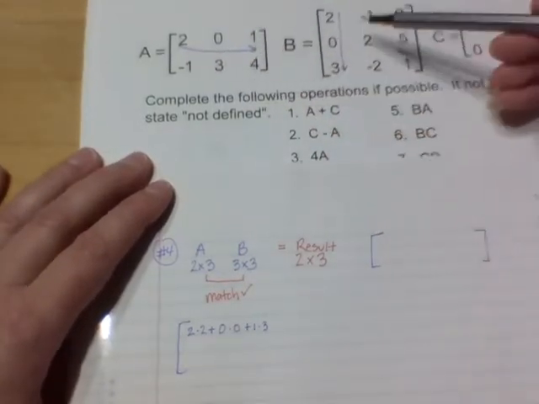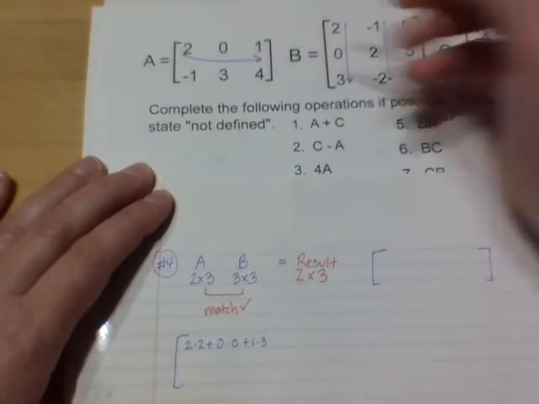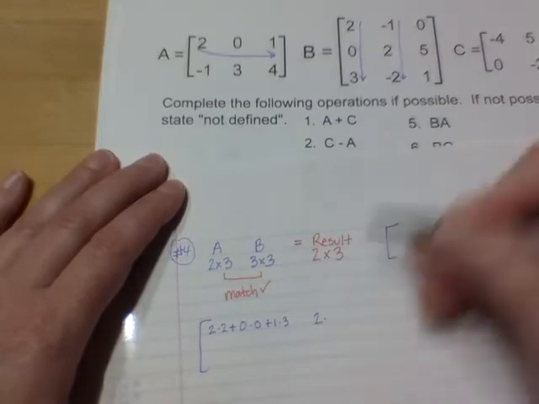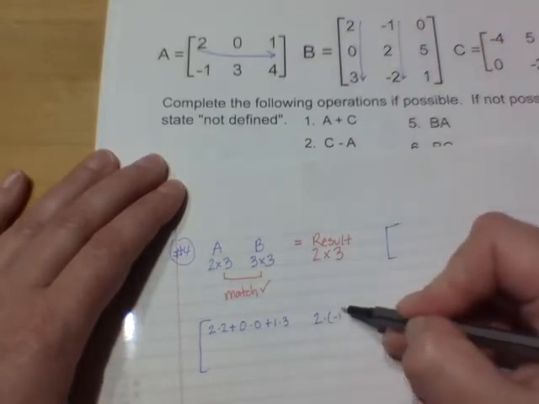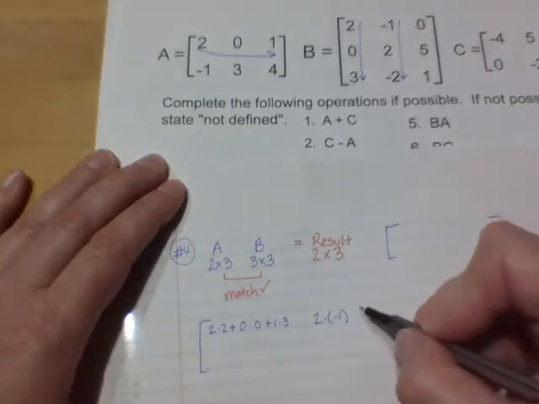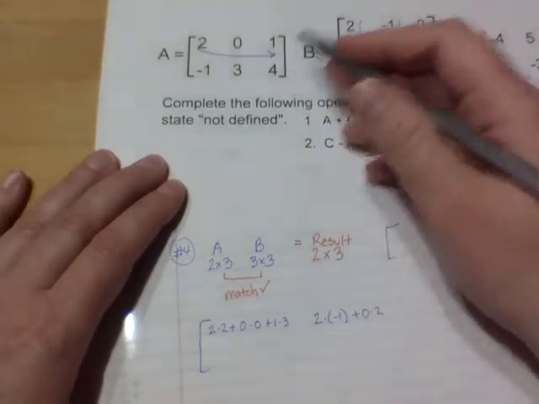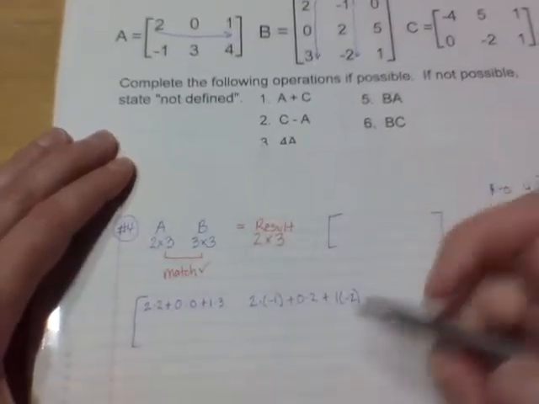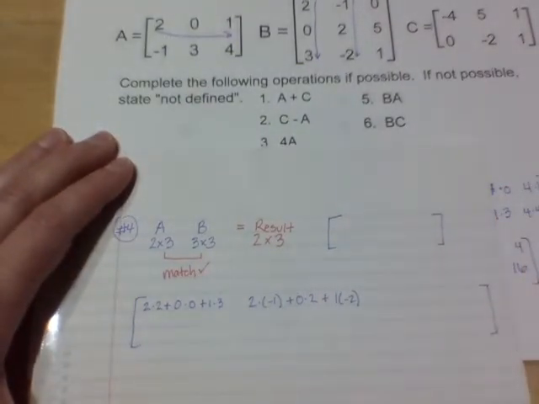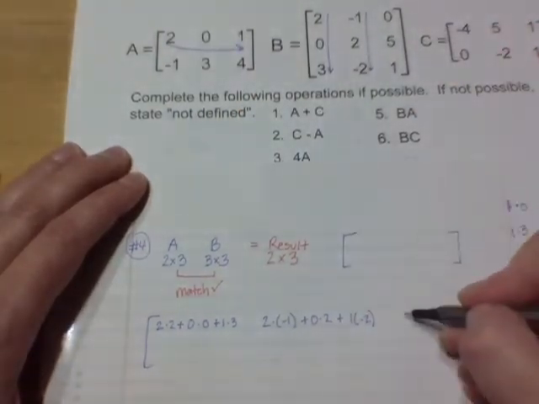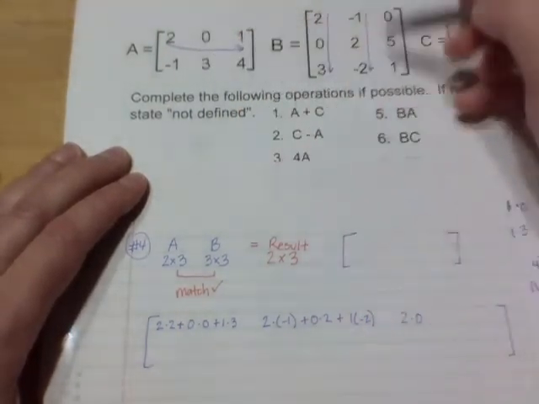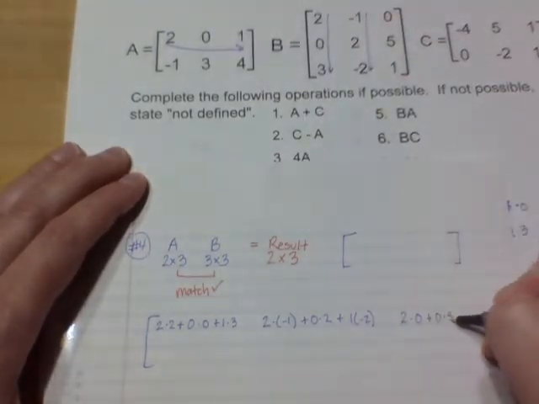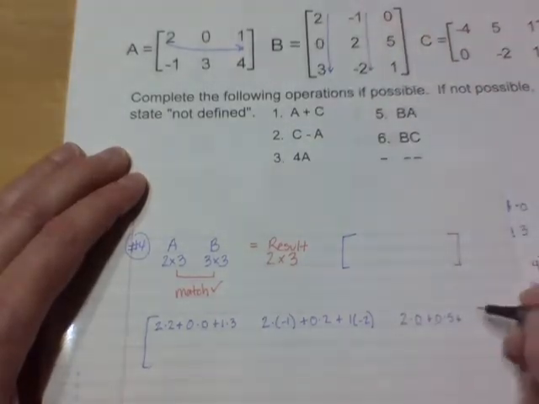Then if I do this row times this column here, again, row 1, column 2 will result in this middle piece. So 2 times -1, 0 times 2, and 1 times -2. Then the last piece of that is going to be 2 times 0. Again, row 1 times column 3, 0 times 5, and 1 times 1.